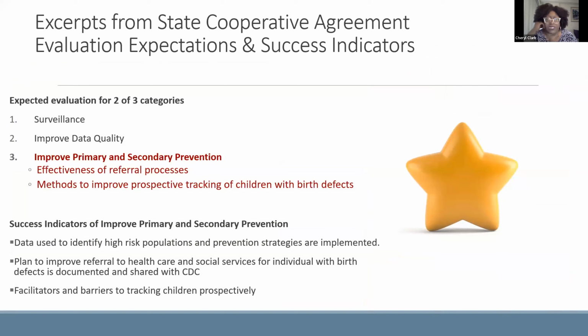So our friends at the CDC sent Sabra some excerpts from the state cooperative agreement. And I note, and they highlighted that there's expected evaluations for 2 of 3 categories. The first being surveillance, the second being the always important improvement of data quality, but that third being improving primary and secondary prevention. And kind of a subset within that is the effectiveness of any referral process, and then also methods to improve prospective tracking of children with birth defects.